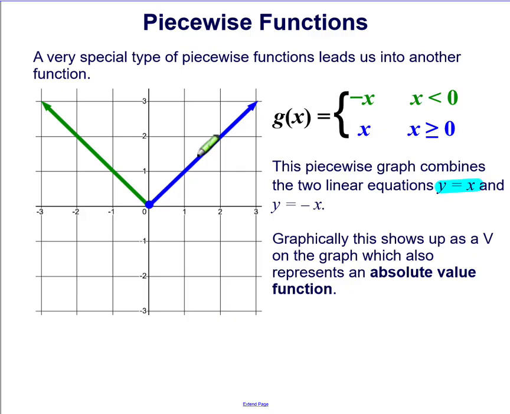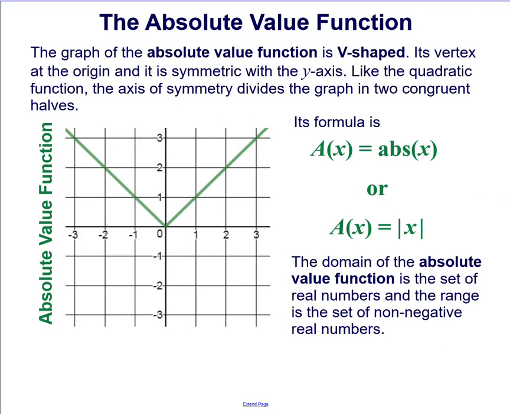So y is equal to x is this linear portion right here for all values where x is greater than or equal to 0. And for y equals negative x, here we see in green, this is y is equal to negative x for all values where x is less than 0. Graphically, this shows up as a V on the graph, which also represents a new function we're going to introduce, the absolute value function. The graph of the absolute value function is V-shaped. Its vertex is at the origin and is symmetric with the y-axis. Like the quadratic function, the axis of symmetry divides the graph into two congruent halves.